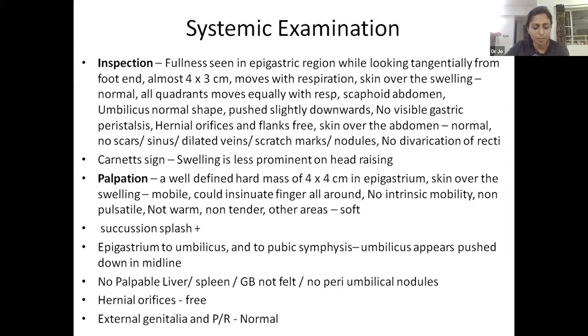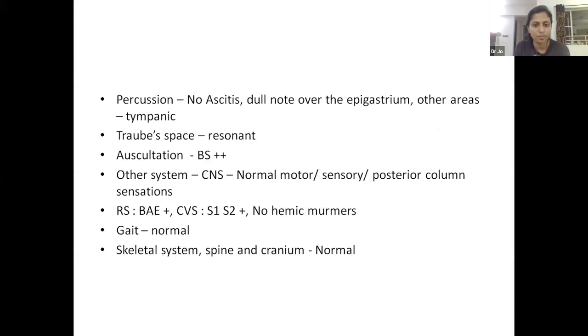Epigastrium to umbilicus and umbilicus to pubic symphysis. The umbilicus appeared pushed down in midline. There was no palpable liver or spleen or gallbladder, no periumbilical nodules. Hernial orifices were free. External genitalia and per rectal examination was normal. On percussion, there was no ascites. Dull note felt over the epigastrium. Other areas were tympanic. Traube's space was resonant. On auscultation, bowel sounds present.